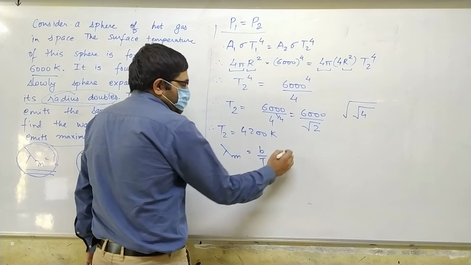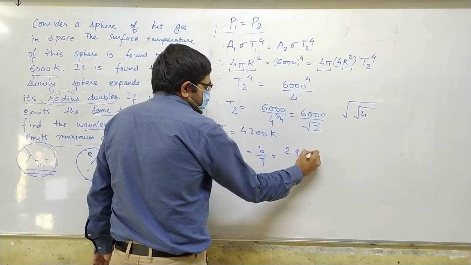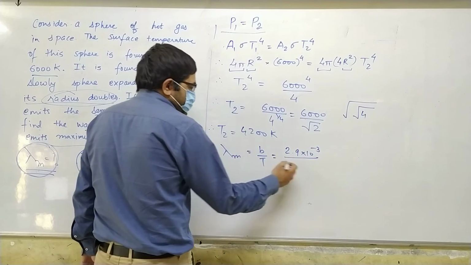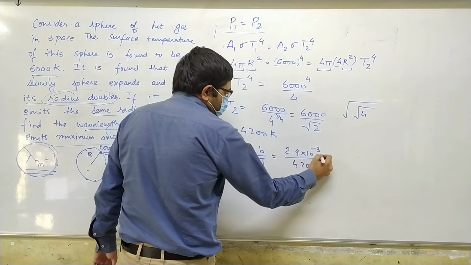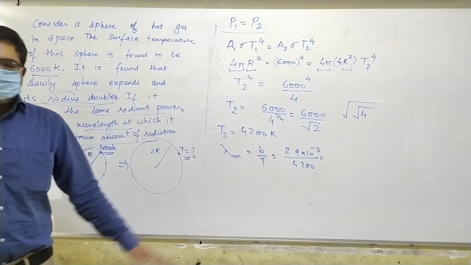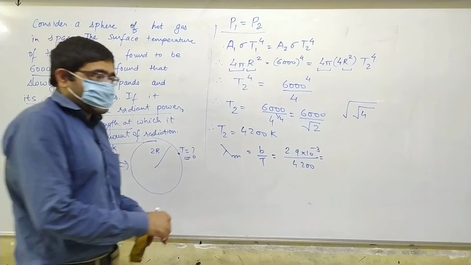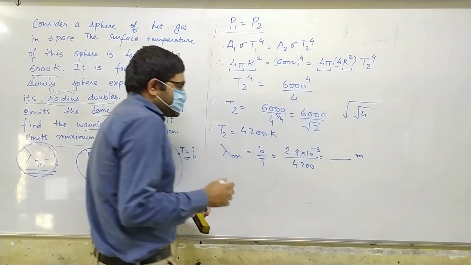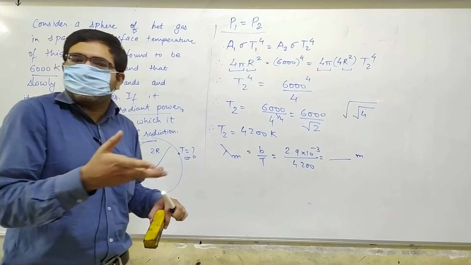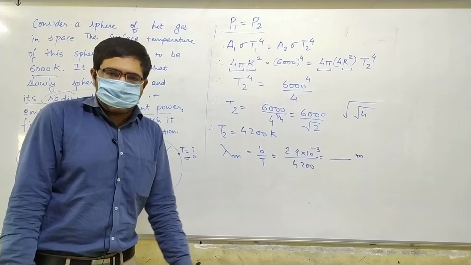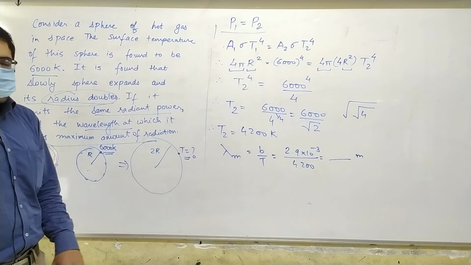So, 2.9 into 10 raised to minus 3 meter Kelvin divided by temperature, that is 4200. So you just have to divide. This is a single step, right? I'm leaving this for you. Don't forget to write the unit. The unit will be in meter, and then as you may require, you may convert it to nanometer or angstrom, whichever you like.